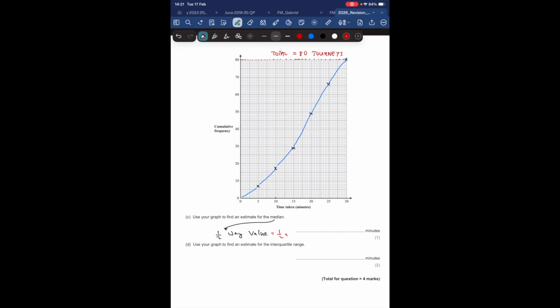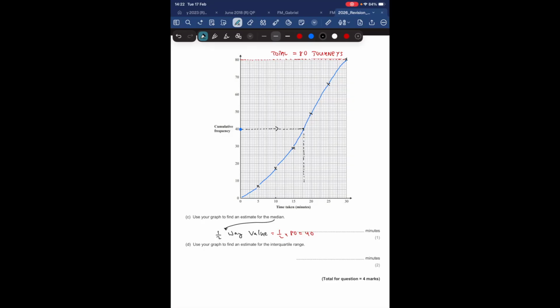Now to get the median time, we need to work out what half of 80 is. So it's half of the total of the cumulative frequency, which is 80. That gives us a value of 40. So all you do to get the median time is you go up to 40. You draw a horizontal line across to where it meets your cumulative frequency curve. And then you drop a line going vertically down again.